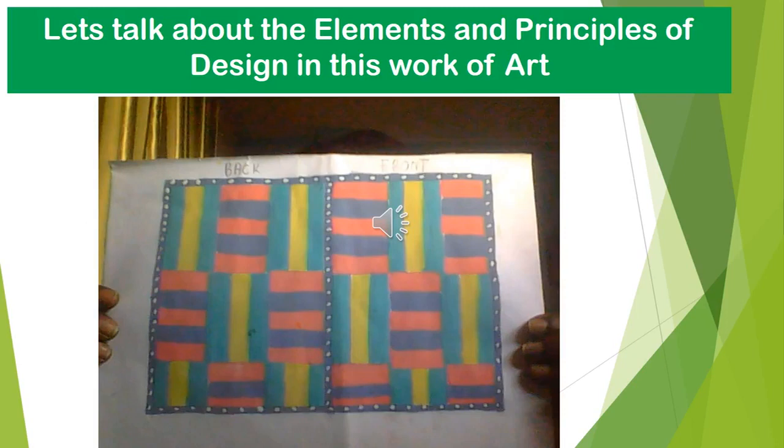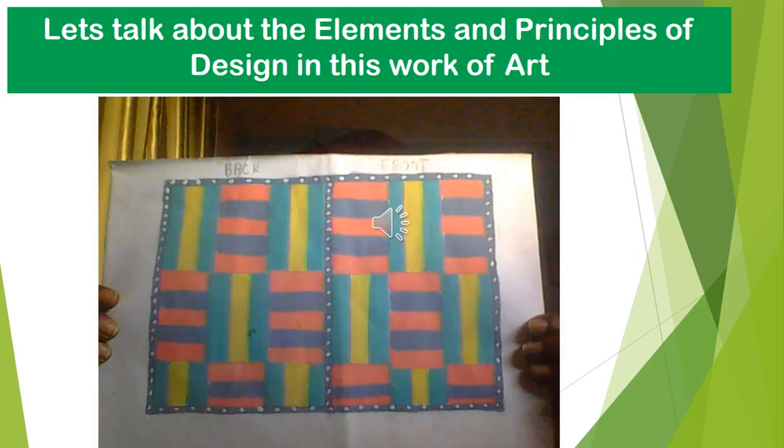Now let's identify the principles that I used. I used balance. When you look at the front cover, the red and ash rectangles are 5 in number. Let's count them: 1, 2, 3, 4, 5. So I used 5 rectangles for the front cover, and the back cover I used what? 4 rectangles of the red and ash color. So we count them as well: 1, 2, 3, 4. That created some kind of what?